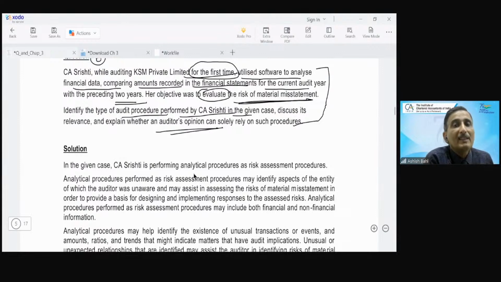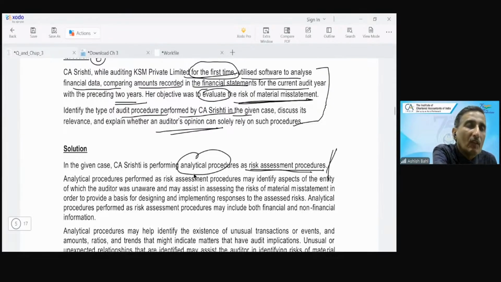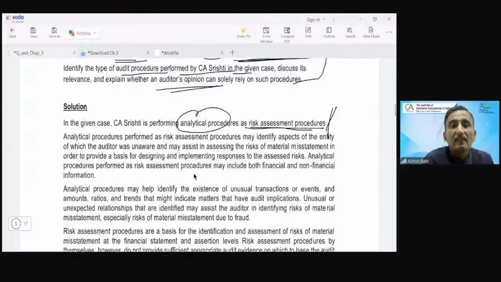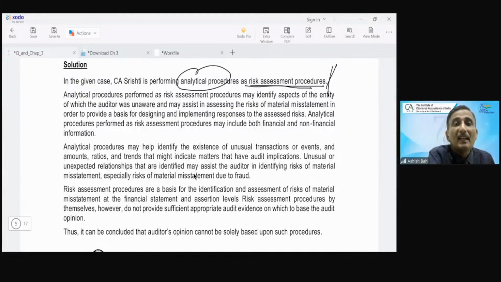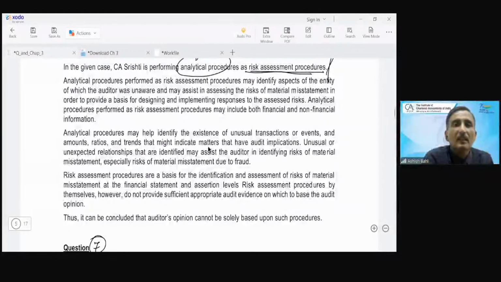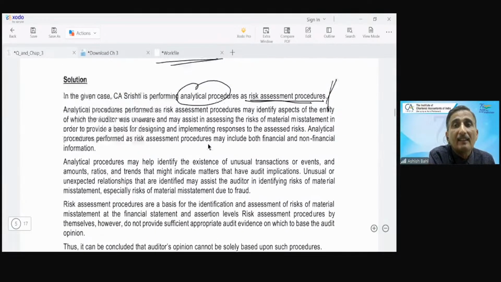Which kind of procedures? Obviously she is performing analytical procedures as risk assessment procedures, because she has used a software which compares the financial items of current year with the previous years. So you have to explain a little bit about analytical procedures, what they do. Analytical procedures performed as risk assessment procedures help in assessing the risk of material misstatements. They may help in gathering information about some unusual transactions or events which could be of some relevance to the auditor.